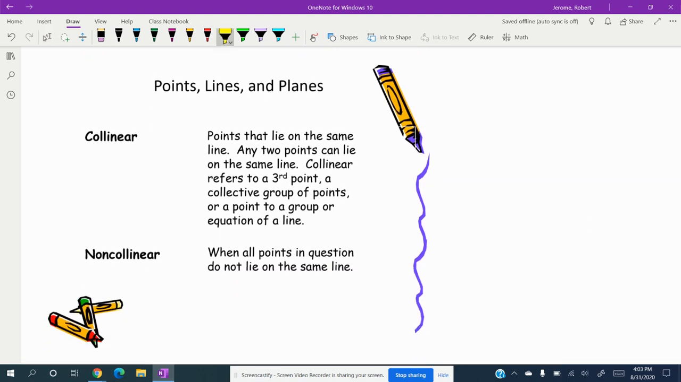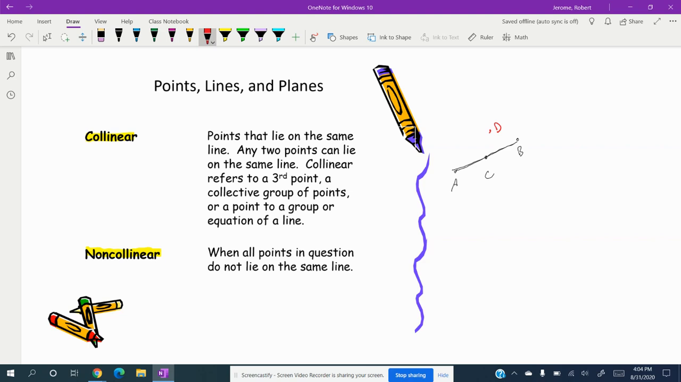Collinear means on the same line. Non-collinear means not on the same line. So any 2 points will form a line. So 2 points are always collinear. That doesn't really help. So here we could have points A and B. We can say C is collinear, but point D is non-collinear compared to A, B, and C. So these are comparison terms. Are they all on the same line or different lines?